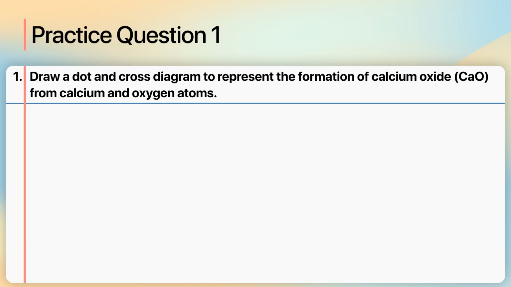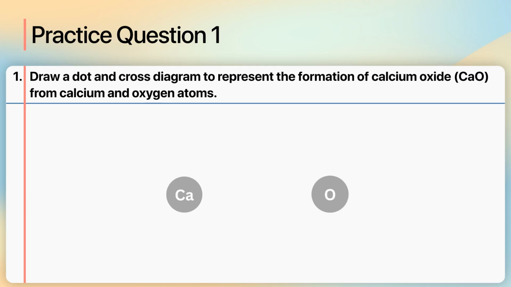Let's dive into some GCSE level questions to apply our understanding of constructing dot and cross diagrams to represent electron transfer during the formation of ionic compounds. Question 1. Draw a dot and cross diagram to represent the formation of calcium oxide from calcium and oxygen atoms. First, identify the elements involved. Calcium is the metal. Oxygen is the non-metal. Next, determine the electron configuration.